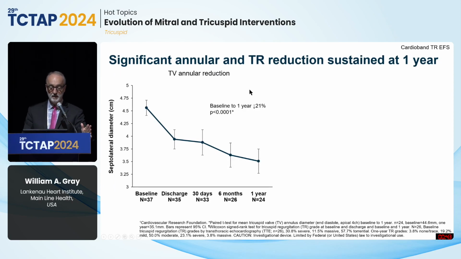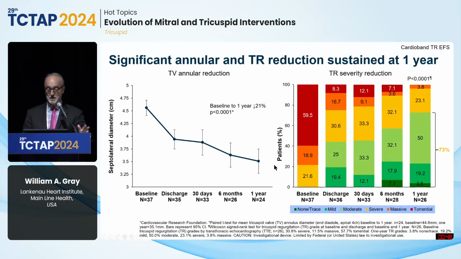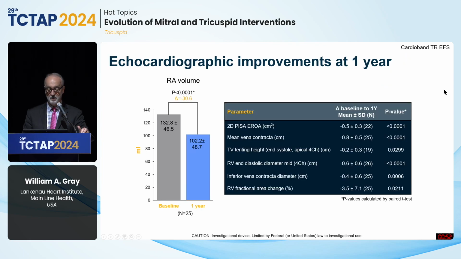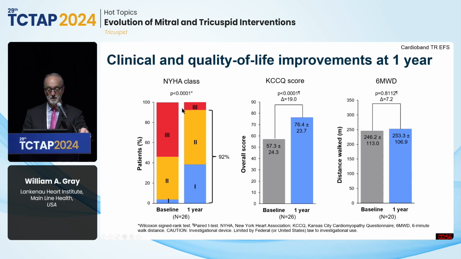And again, thematically, a lot of improvement over the course of the ensuing year, which is sustained, and we see improvements in paired analyses in TR severity across the board in all metrics. I'm not going to go through all that. And we see quality of life indices also majorly improved at 1 year. Again, 6-minute walk test doesn't really meet that metric.